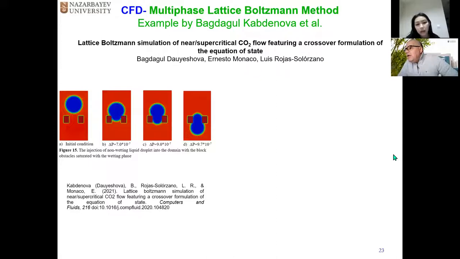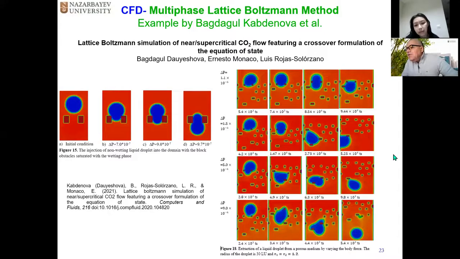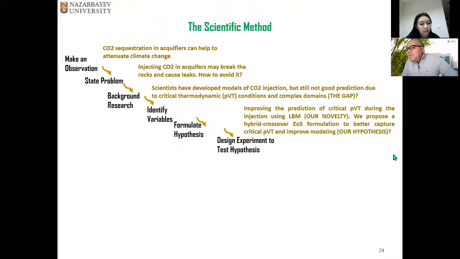And we had the analytical solution for this capillary problem. She validated her analysis with the analytical solution, and she proved that her approach dramatically improved the prediction of the sequestration. However, we still found some drawbacks: we still need to be able to model a higher viscosity ratio between the gas and the liquid. And this is something that Baghdad-Gul's model could not solve yet.